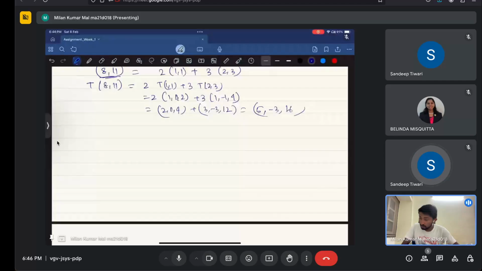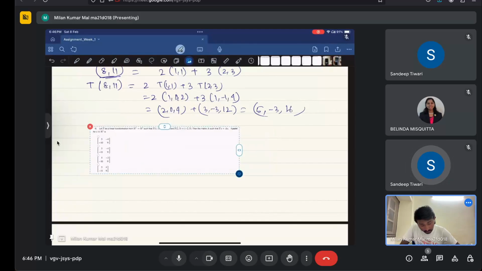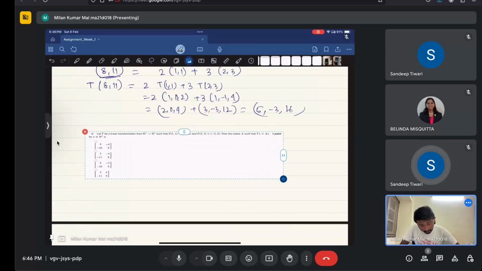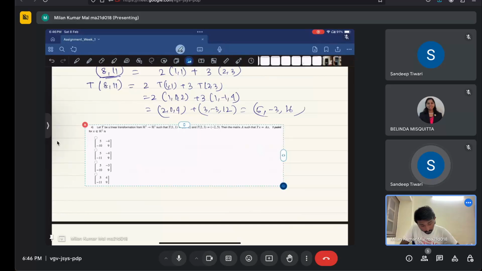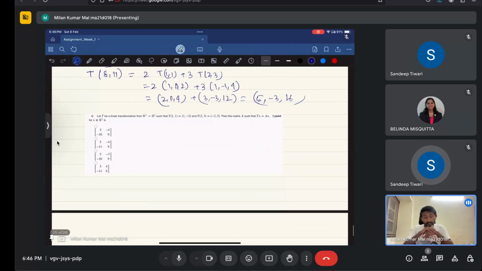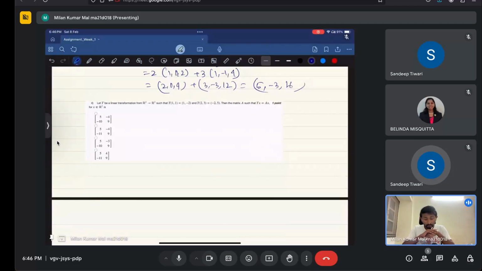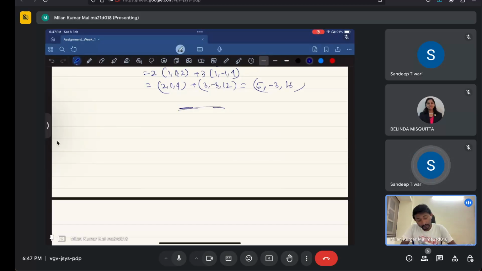Now we'll go to the next question, on the basis of this similar type of question. It says, let T be a linear transformation from R2 to R2. Here we are considering R2 to R2, so it is a different transformation. Then the matrix of A. Before that, I should write what the matrix of a linear transformation is, so I will first discuss that.